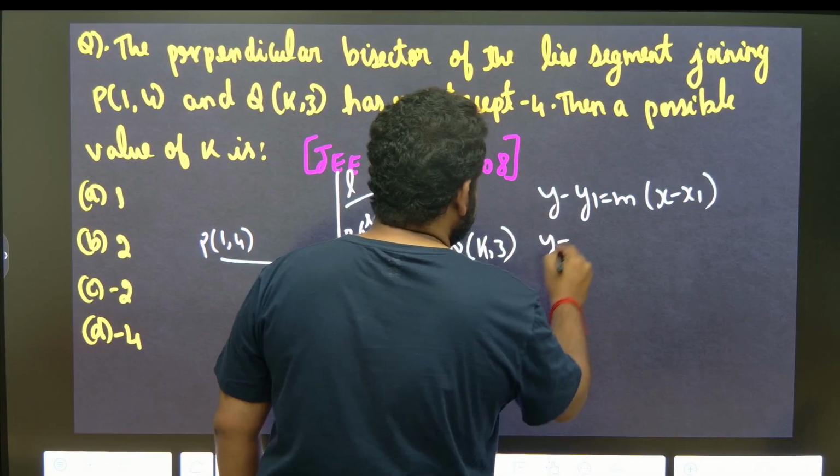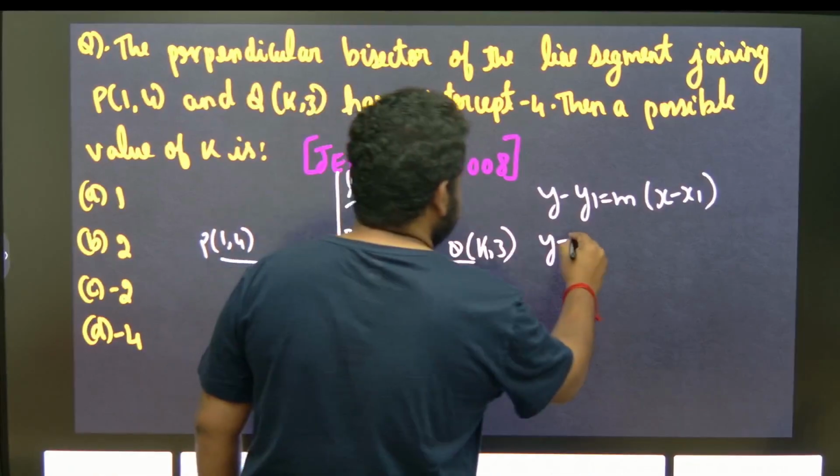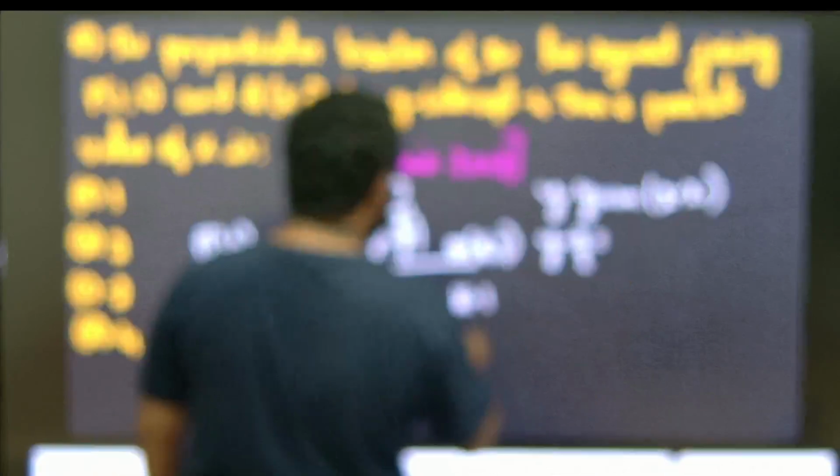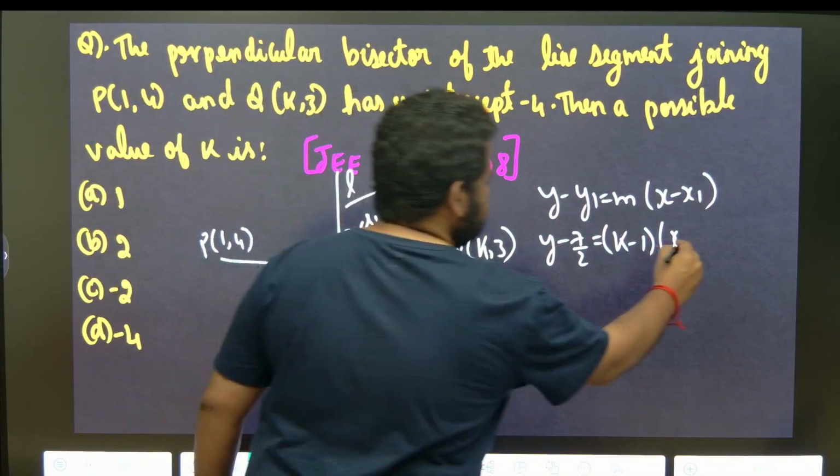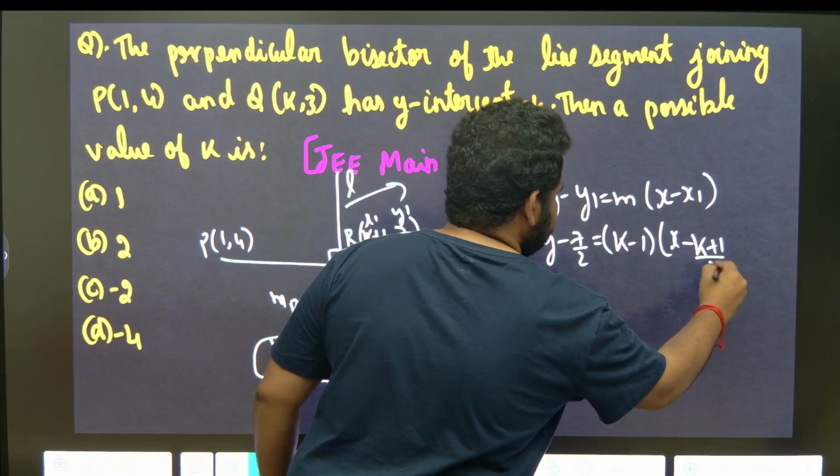So y is nothing but y itself. y1 is nothing but 7 by 2. m is nothing but k minus 1, into x minus x1. x1 is (k plus 1) by 2.